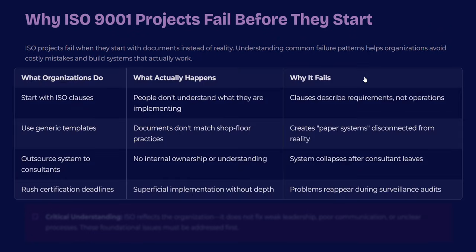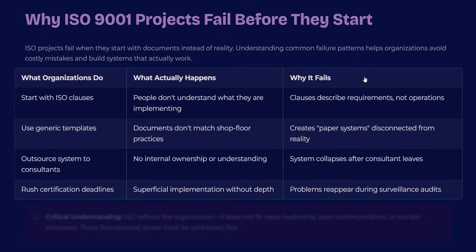So let's see here what organizations do, what actually happens, and why it fails. When they start with ISO clauses, what happens there? People don't understand what they are implementing. So why does it fail? Clauses are describing the requirements, not the operations, the way we are doing right now. Also, organizations use generic templates. What happens there? Documents don't match shop floor practices. And it fails because it creates a paper system, which is disconnected from reality.